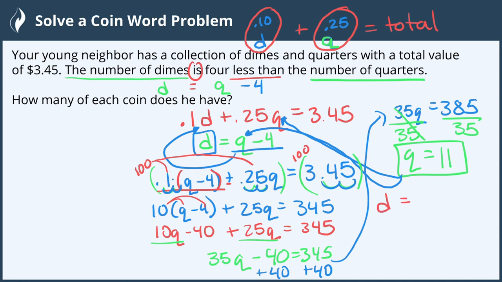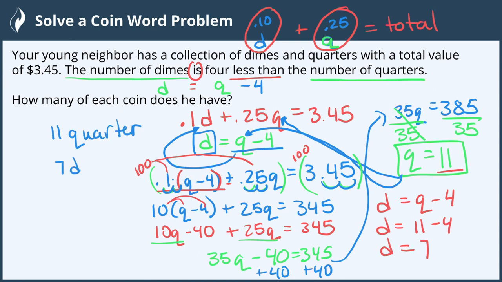So I'm choosing D equals Q minus 4. We'll substitute 11 in for Q, so we get D equals 11 minus 4, which means there are 7 dimes. To write this out more formally, we'll say there are 11 quarters, and that there are 7 dimes, and we're all done.